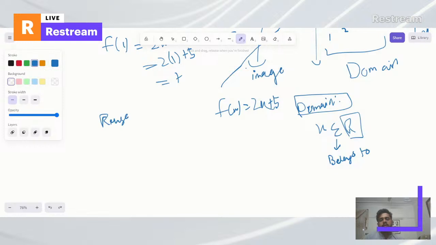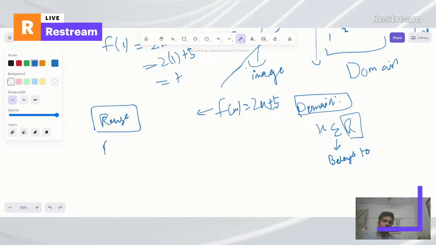Range means, for this specific function, if we place in any value of x, what's the range of values of y that we're going to get? What's the range of values on the y-axis that we're going to get? As x can be an infinitely long number, and it could be any number, hence the range could be any number as well.